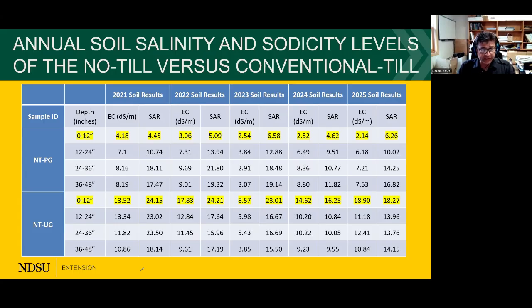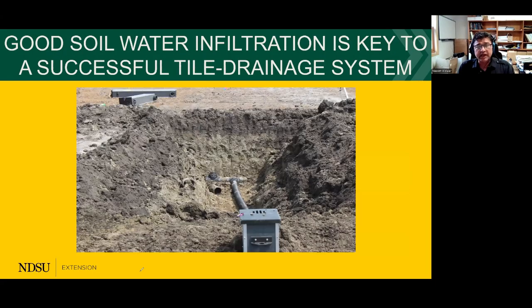Now look at the unproductive ground. EC is very high, but look at how high SARs are. In the first 3 years, it was 23 or more, and the last 2 years it's been 16 and 18, so very high. So this is how much soil sodicity can affect the way soil water moves through the soil profile or layers or horizon.